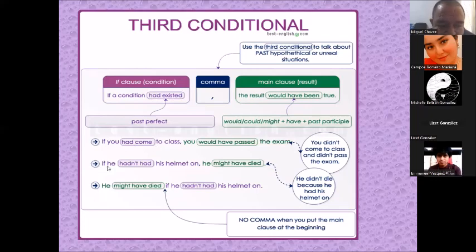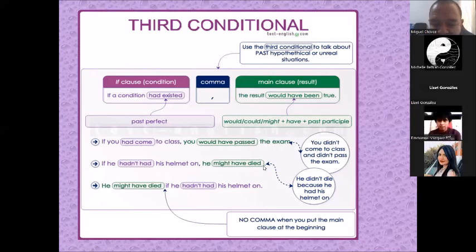Second example: if he hadn't had his helmet on, he might have died. He didn't die because he had his helmet on. If you check the second example, we use might instead of would. He might have. In the first one, you would have. Then the past participle.